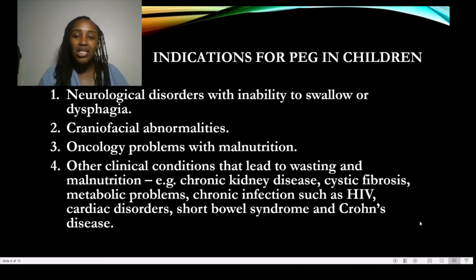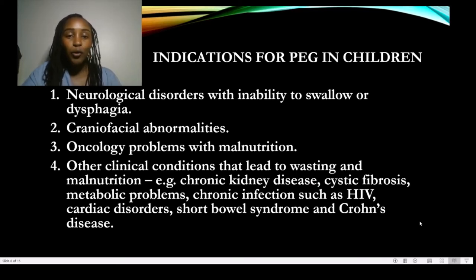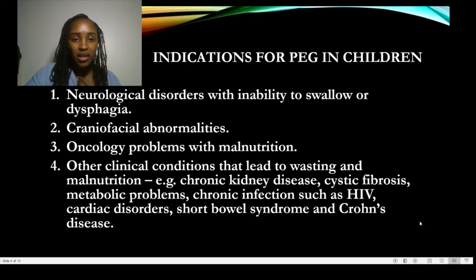Indications for PEG in children include neurological disorders with an inability to swallow or painful swallowing, that is dysphagia. Then if there are craniofacial abnormalities, oncology problems with malnutrition, especially if the oncology issue or the cancer is within the alimentary canal up to the stomach level, that goes without saying the patient will not be able to swallow properly, and this will require some alternative method for delivering food to the stomach.